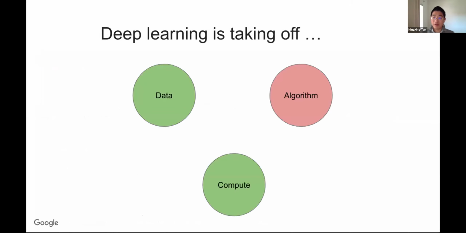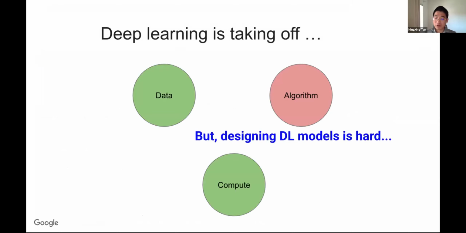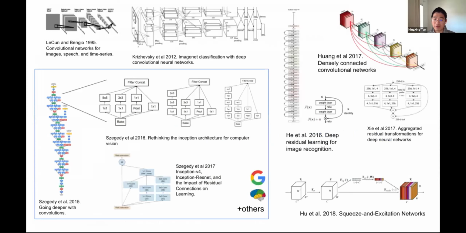So everybody knows deep learning is taking off, and it's largely for three factors: because we have more data, we have more compute, and we have better deep learning algorithms. However, designing deep learning models is very difficult. For example, for convolutional neural networks for computer vision, in the past, we have designed tons of different neural networks, from the early LeNet, AlexNet, to Inception, ResNet, DenseNet, SENet, and so on.